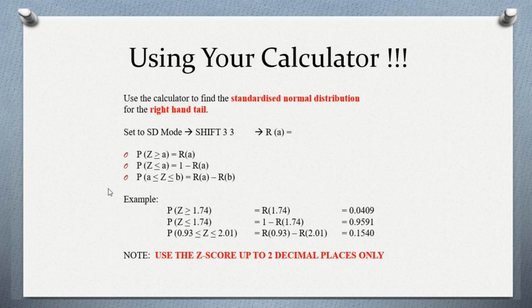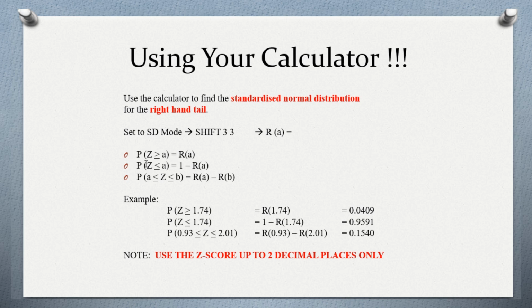Alright, so once you know how to use all that, you need to know how to use your calculator. This is basically for the black calculators. For the silver calculators, I'll send you the link later on. You will change your mode to SD, shift 33. Shift 33 will tell you R. R is telling you the right hand side.